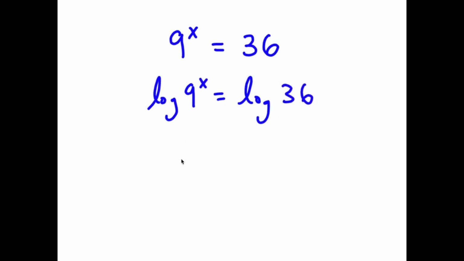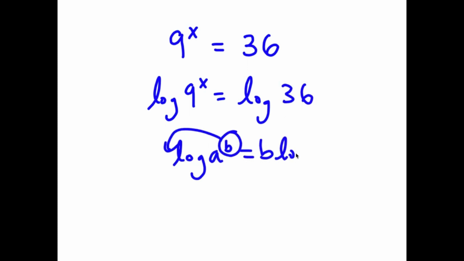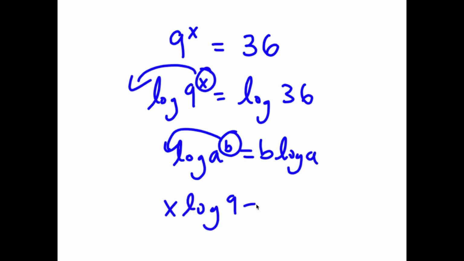And if I have something in the form log a to the power of b, I can move this exponent b to the front. So now I have b times log a. So log 9 to the power of x, we move x to the front, so now I have x times log 9 is equal to log 36.